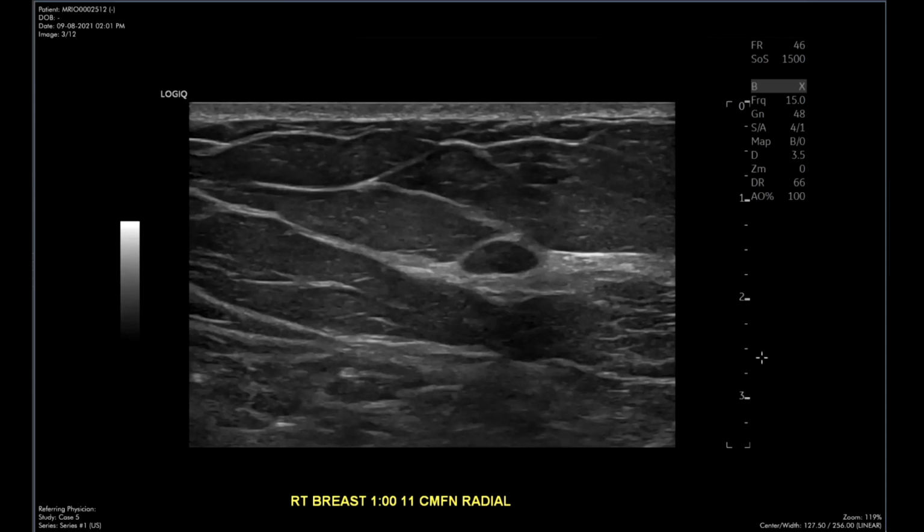BI-RADS 3 on ultrasound, the first finding that we'll talk about is an oval circumscribed mass, so similar to the mammographic finding. So this finding actually meets criteria for BI-RADS 3 on both mammogram and ultrasound. Because this finding correlates, this is the same finding on the two modalities, we can just do ultrasound to follow it, so we don't have to expose the patient to extra radiation, even though it meets criteria on both modalities. So an oval circumscribed mass is also an appropriate BI-RADS 3 finding on ultrasound exam.